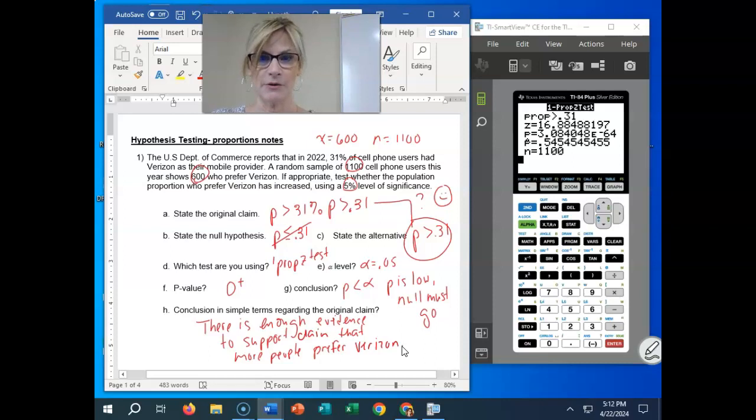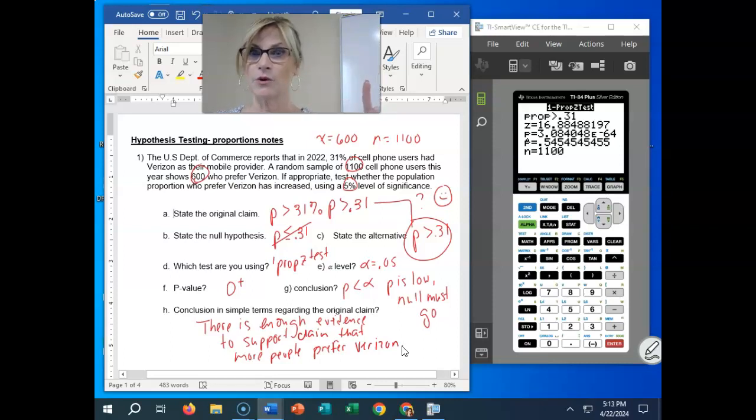Sorry that you can't read my writing. My pen is crazy in this app. But that is sort of what's going on. You write your null, you write your alternative, you figure out what test you're using, you figure out alpha, you do the test, you find your p-value, and then you make the claim.